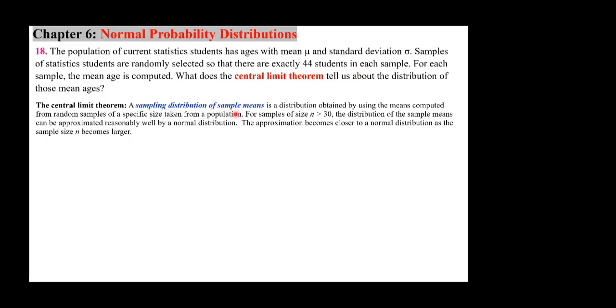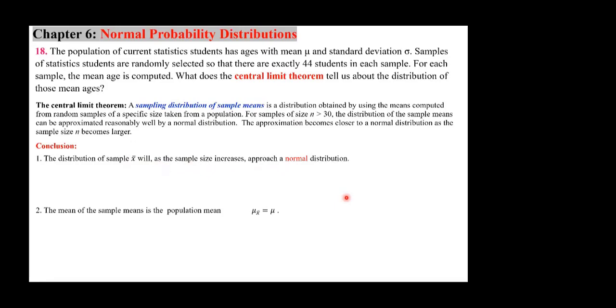A sampling distribution of a sample mean is a distribution obtained by using the means computed from random samples of a specific size taken from a population. For example, for samples of size n larger than 30, the distribution of sample means can be approximated reasonably well by a normal distribution. The approximation becomes closer to a normal distribution as the sample size n becomes larger. What we did on the previous page was this concept with a very small size to make it manageable. What is the conclusion? The distribution of sample x bar will, as the sample size increases, approach a normal distribution.